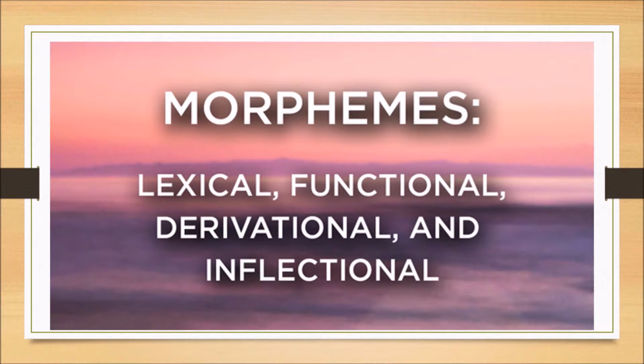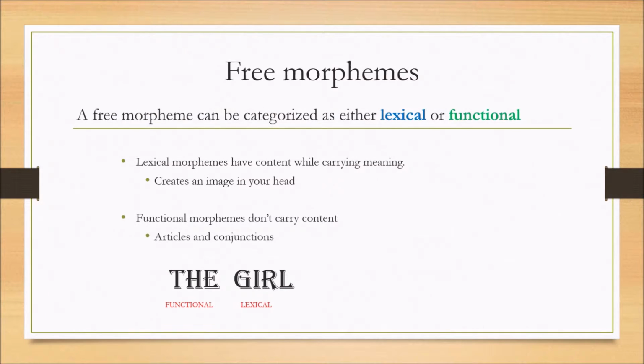So now that we have free morphemes and bound morphemes, morphemes can also be broken down into lexical, functional, derivational, and inflectional. A free morpheme can be categorized as either lexical or functional. Lexical morphemes have content while carrying meaning. It creates an image in your head.